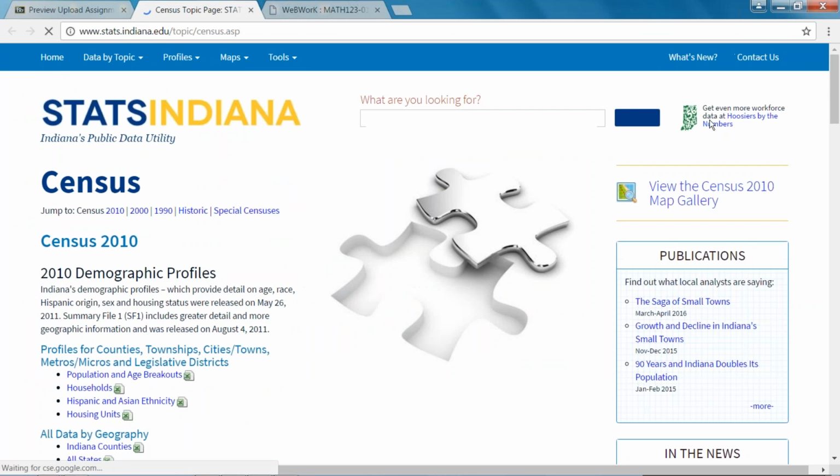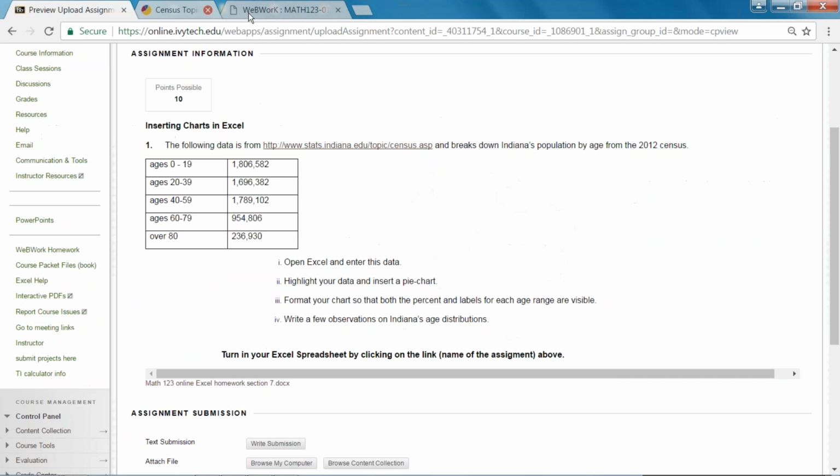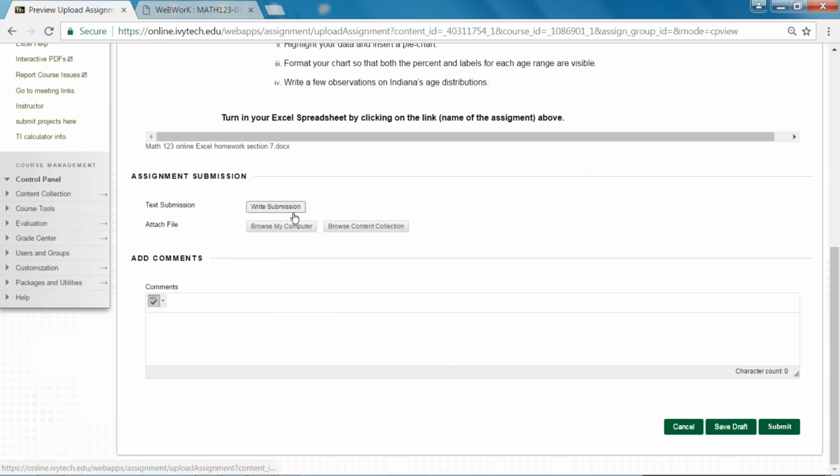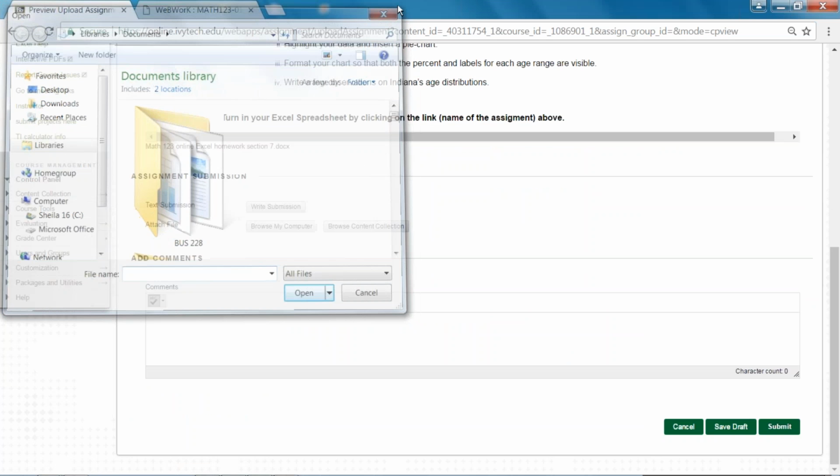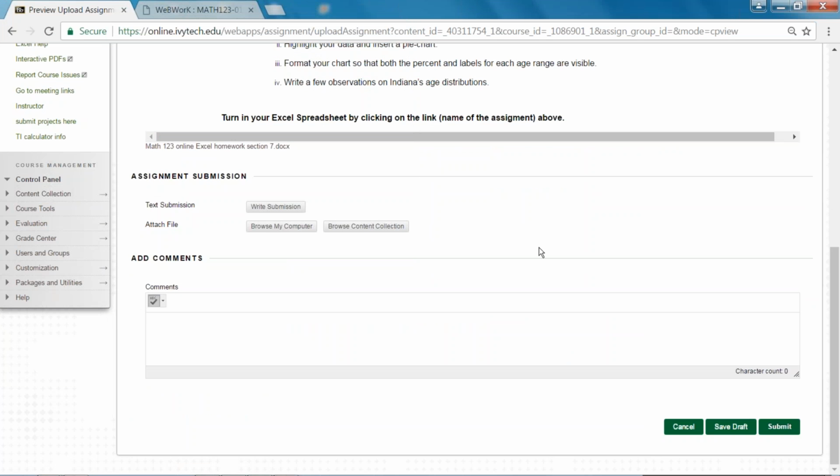Do you have an example of the Excel project completed? The mini projects I do, no. But for the entire project, there are examples for each of the 1, 2, and 3 projects. Okay. There's the submission link right there. Browse my computer. So you just go to that and you attach your file once you make it. Okay. That's how you get graded.